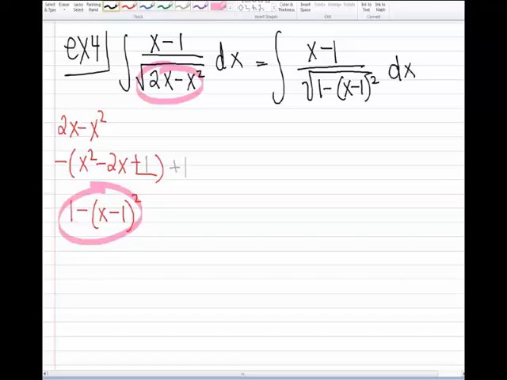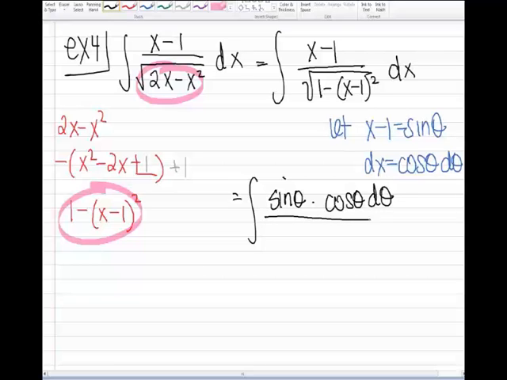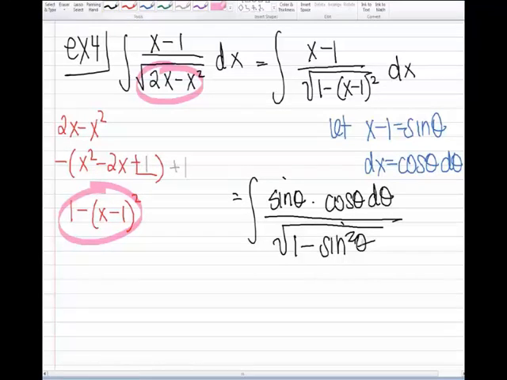Alright, now this one again involves an a squared minus x squared, so we're going to use a sine for our substitution again. So we're going to let x minus 1 equal sine theta, so dx equals cosine theta d theta. So our numerator is sine theta, dx is cosine theta d theta, and our denominator has a radical 1 minus sine squared theta. Okay, so 1 minus sine squared theta is a cosine squared. We take the square root of it. It's going to cancel with our cosine up at the top. Works out kind of nice in this case.